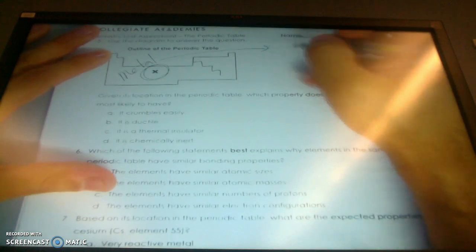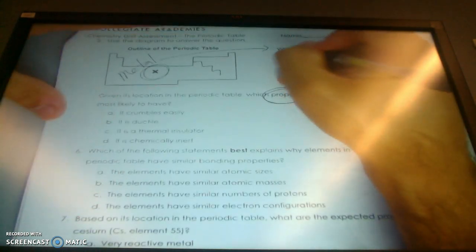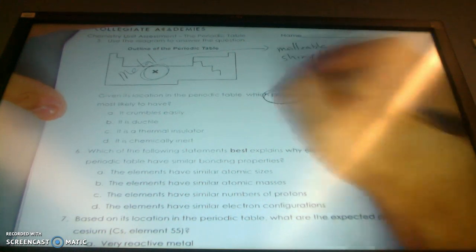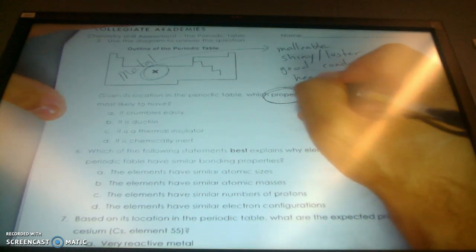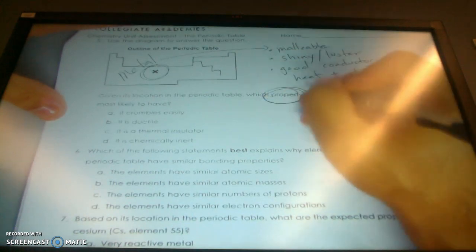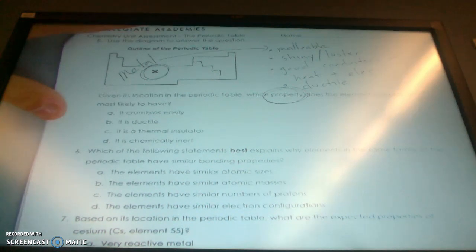And so a couple of things I know about metals, since we're talking about properties. Some properties of metals are that they are malleable, okay, they are shiny, or they have luster, okay, they are good conductors of heat and electricity, okay, and they are ductile. Okay, those were all from our flashcards.